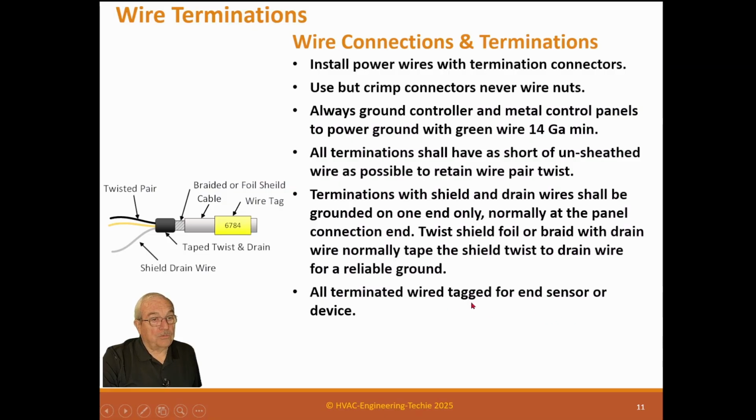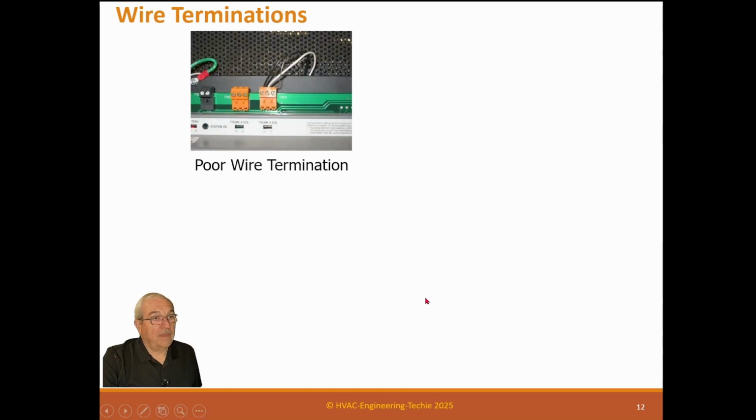All terminations wired tagged for end sensor or device, so we put a tag on the wire to tell where that wire is going. So this is a poor example of what I was talking about. See, this person is taking the casing off this wire probably for 4 or 5 inches because it was easier to do it, and there's the drain wire.